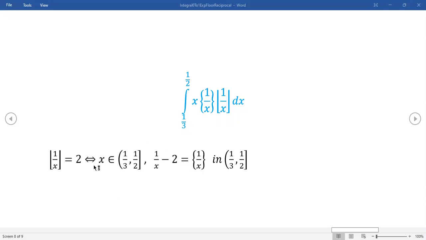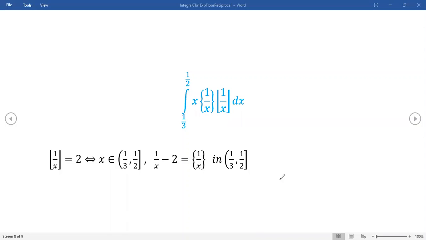Now notice it's very easy to believe this is true for 1/2. If you put 1/2 in right here, you get 1 over 1/2, which is 2, and the floor of any natural number is the natural number back. Now notice we have to exclude 1/3 because if we put 1/3 in for x, we would get 3 right here. Let me just show you a concrete example rather than talk about it.